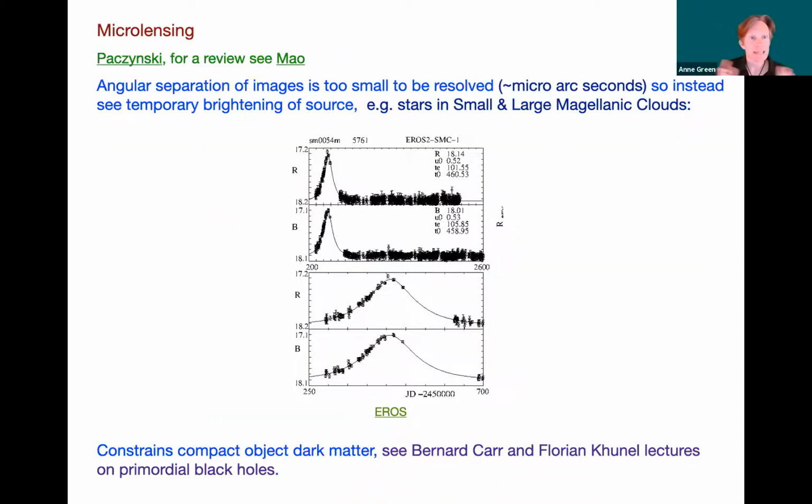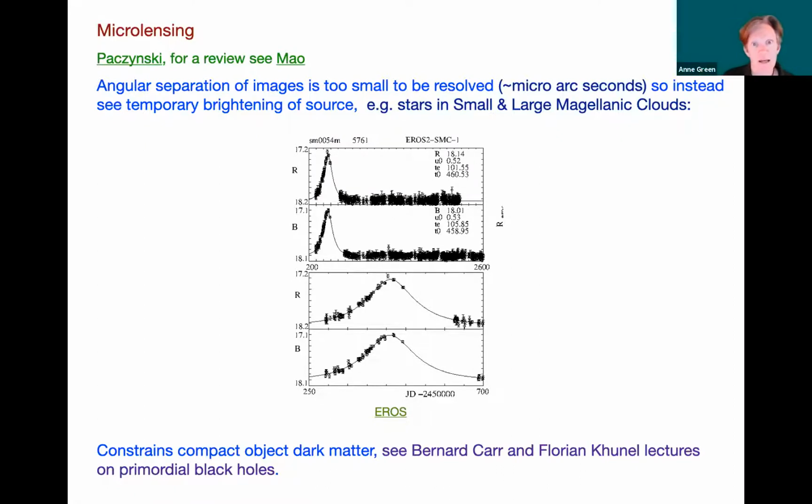A particular case of strong lensing is what's called microlensing. This occurs when the separation of the images is of order micro arc seconds. That's just too small for any telescope to be able to see two separate sources. Instead, what you see is a single source, the star or whatever it is you're looking at, with constant amplitude, which then goes up into a peak as it gets microlensed by a compact object passing the line of sight between us and the star.